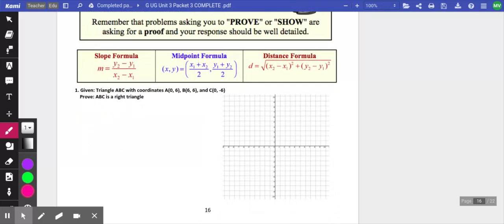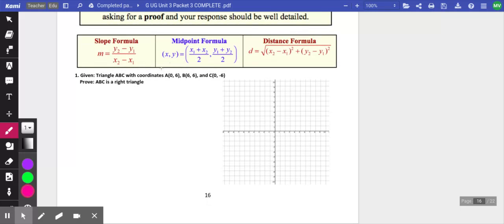Remember that problems asking you to prove or show are asking for a proof, and your response should be detailed. So here are our formulas, reminding us: slope is y2 minus y1 over x2 minus x1, midpoint, and then the distance formula. So our first problem, we're given this triangle, and I want you to show that it's a right triangle. First, plot the points. Pause and plot the points now.